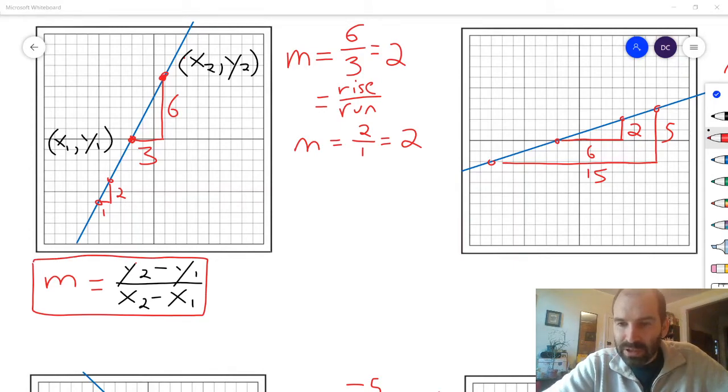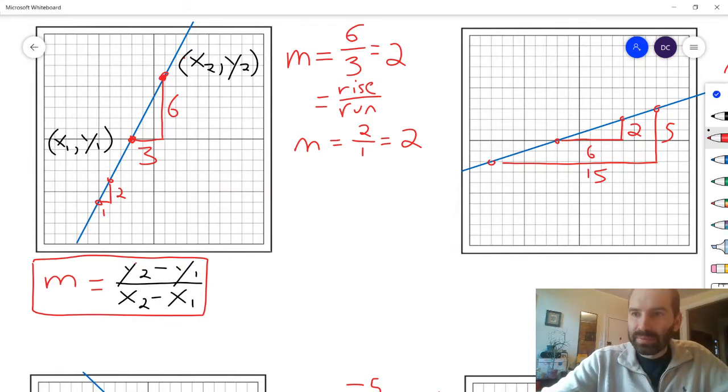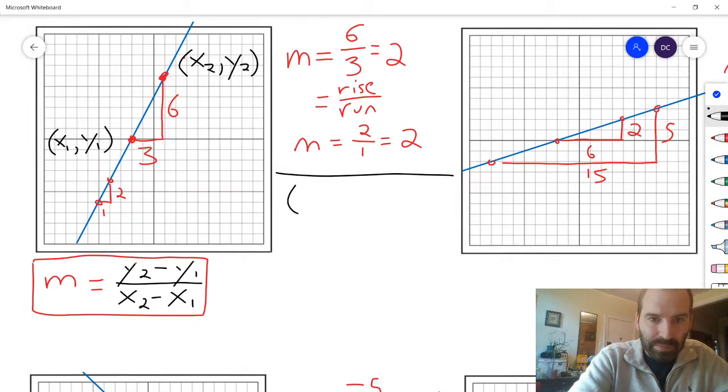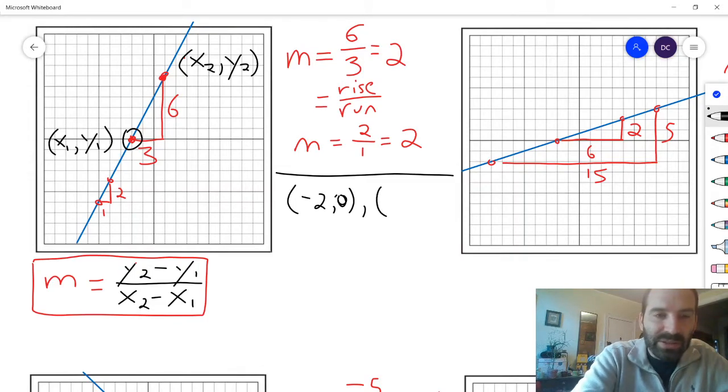is another formula for slope, which is a nice algebraic formula for it. So even if we didn't have a picture, if we happened to know 2 points on the line, we could use this formula to compute the slope. So for instance, this line, I can see that it passes through the points -2, 0. Okay, and then the other point it passes through, this one over here, is the point 1, 6.